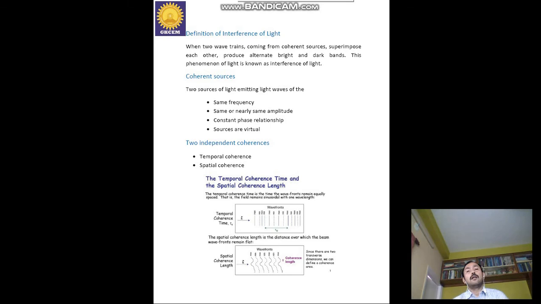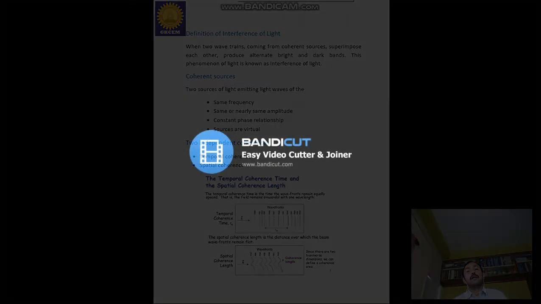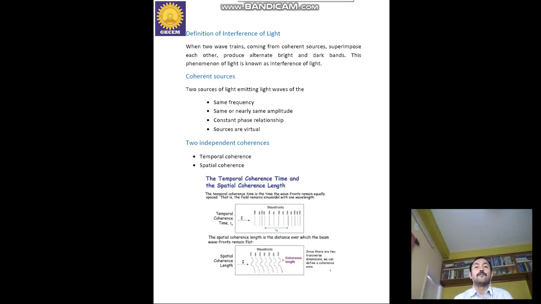Now, the definition of interference of light. When two wave trains coming from coherent sources superimpose each other, they produce alternate bright and dark bands. This phenomenon of light is known as interference of light. Now, what are the coherent sources? Actually, there is no existence of coherent sources. Coherent sources are the virtual sources.